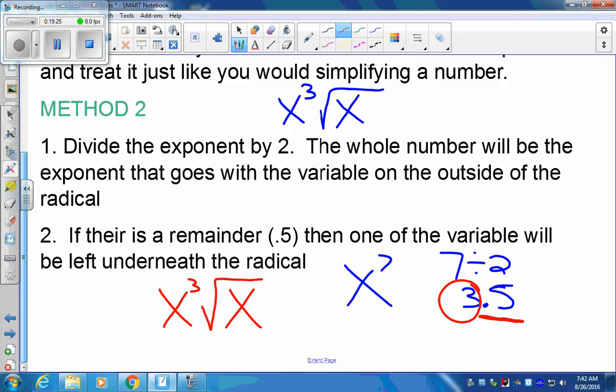If I did x to the 8th and asked you to reduce the square root of x to the 8th, you do 8 divided by 2, you get 4. So the whole number 4 is what's going on the outside. Since there is no remainder, there's no 0.5, that means there are no x's left underneath the radical. Since we're only breaking it down by square roots, the only time you're going to have a variable left under the radical is when it's an odd exponent to begin with.